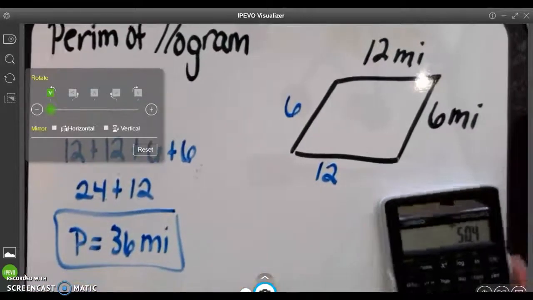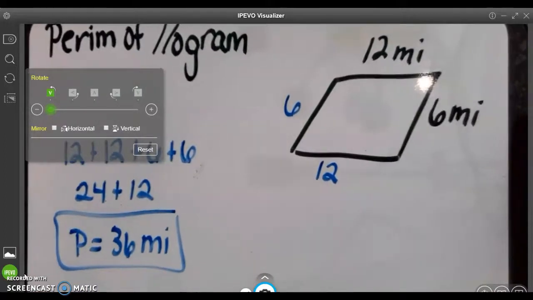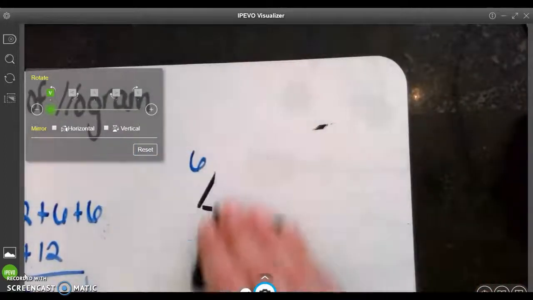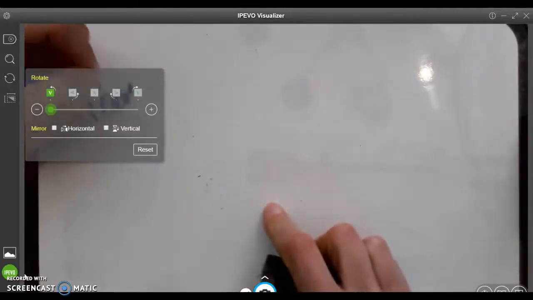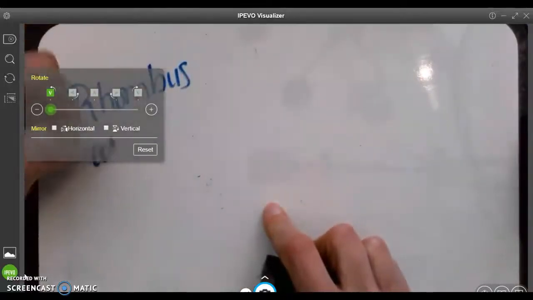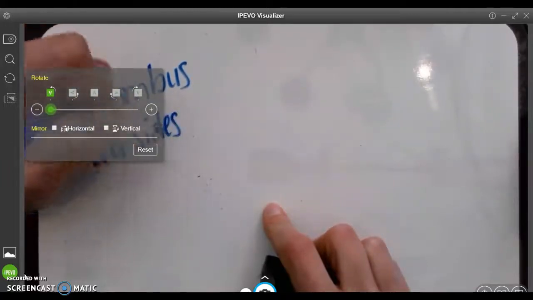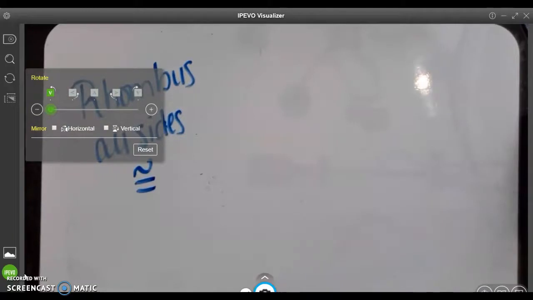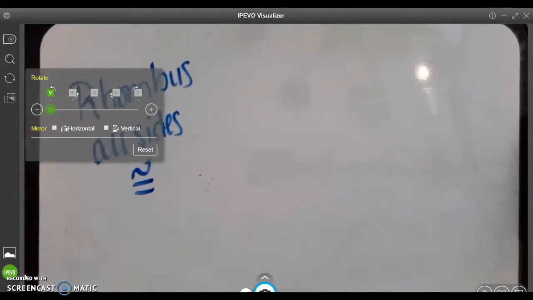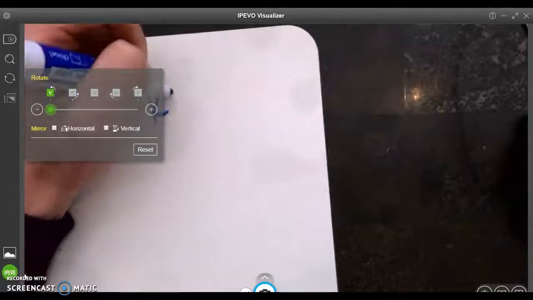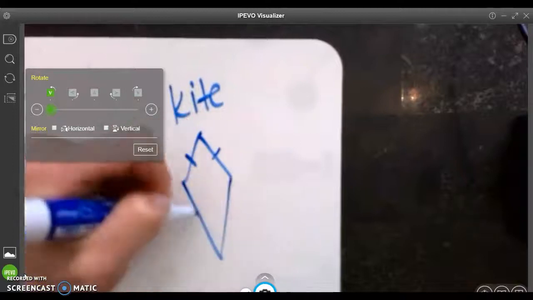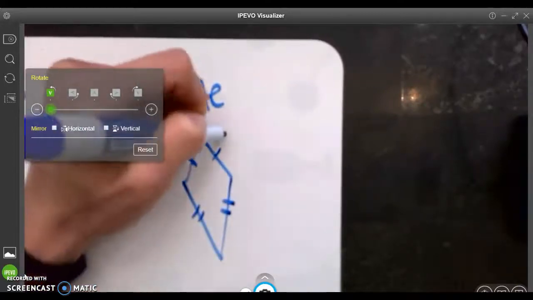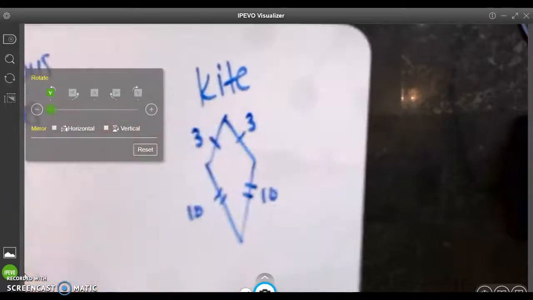Other figures we didn't see that might be helpful for you to remember are a rhombus. So if I had a rhombus, I'll just put this in words here. Rhombus, all sides are congruent. So if they give you a rhombus, it's like a square where all the sides are equal. If we had a kite, then our top two sides are congruent and our bottom two sides are congruent. So if that's 3, that's 3. If that's 10, that's 10.